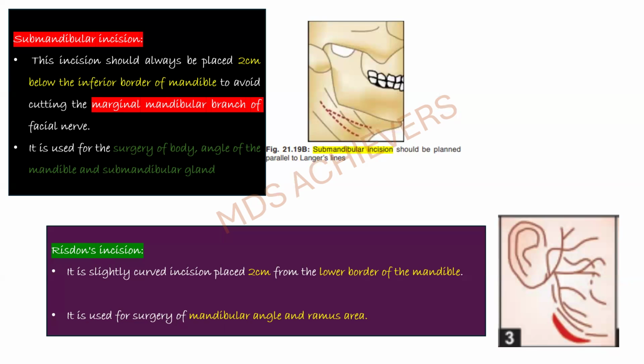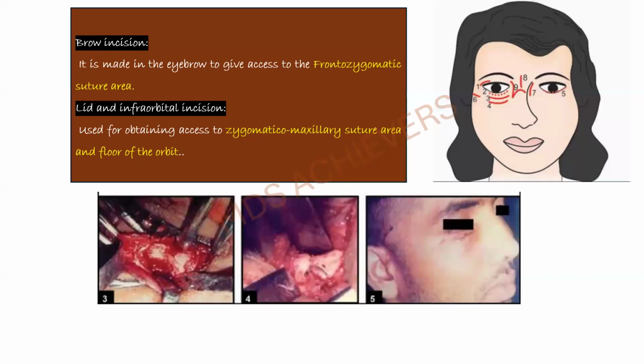And the Risdon incision is a slightly curved incision placed 2 centimeters from the lower border of the mandible. You can see in the image, 2 centimeters below the lower border of the mandible, and it is used for surgery of the mandibular angle and ramus area. Coming to the brow incision, it is made in the eyebrow to give access to the frontozygomatic suture area. The lid and infraorbital incision is used to give access to the zygomaticomaxillary suture area and floor of the orbit.